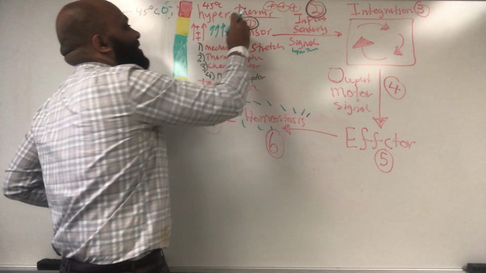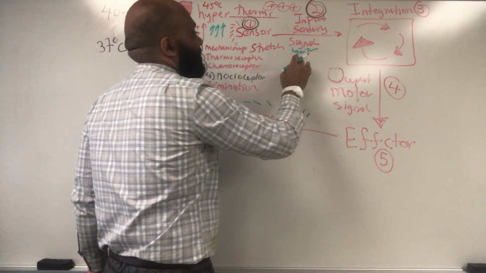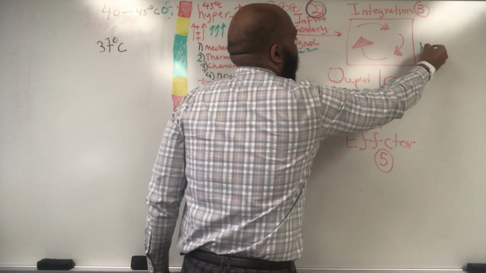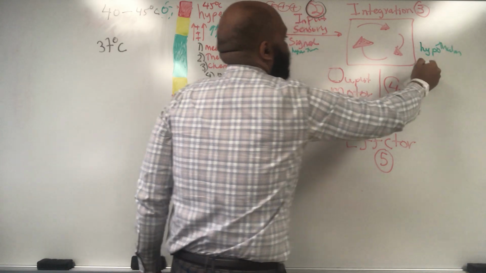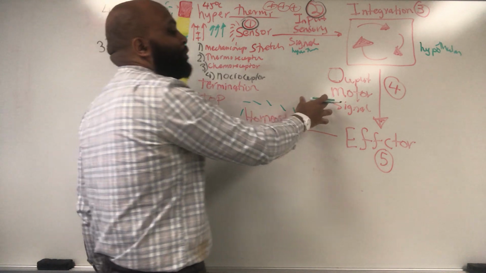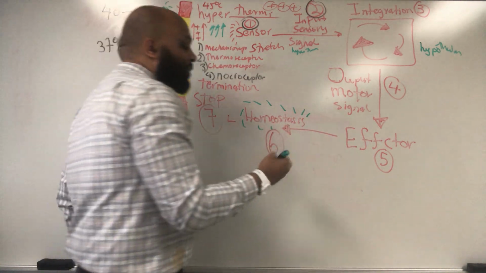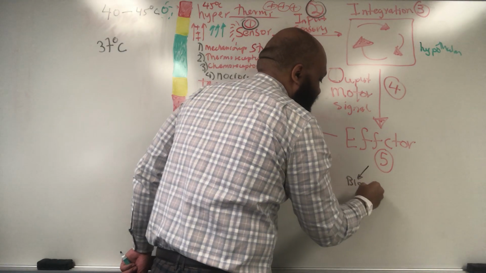So now we sense there's an increase in temperature. Then an input sensory signal was sent to the integrator, which happens to be the hypothalamus here. The hypothalamus is in the brain. Then the hypothalamus will send an output motor signal to two effectors. The first effector is going to be your blood vessels.